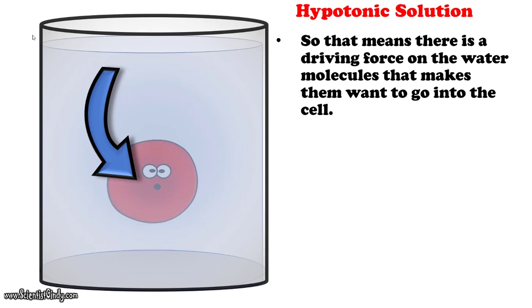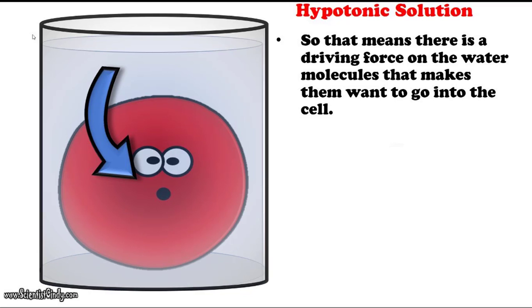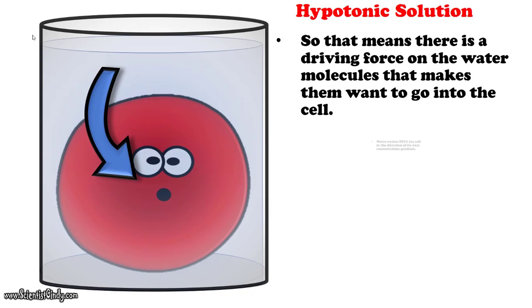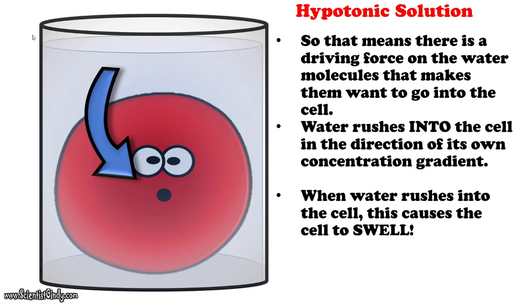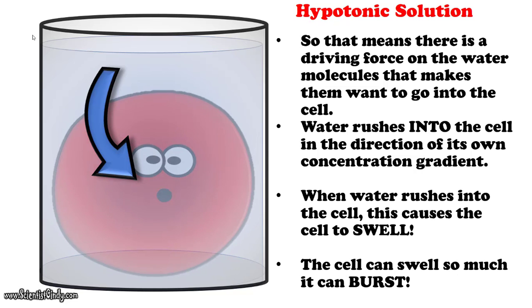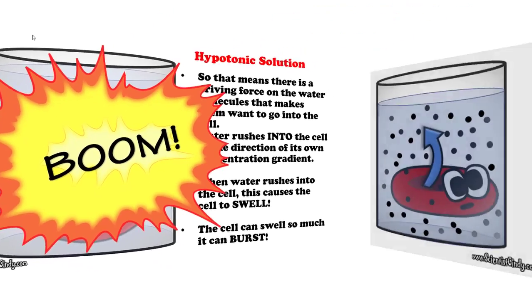So that means there is a driving force on the water molecules that makes them want to go inside the cell. Water rushes into the cell in the direction of its own concentration gradient. Then water rushes into the cell. This causes that cell to swell. The cell can swell so much it can burst.